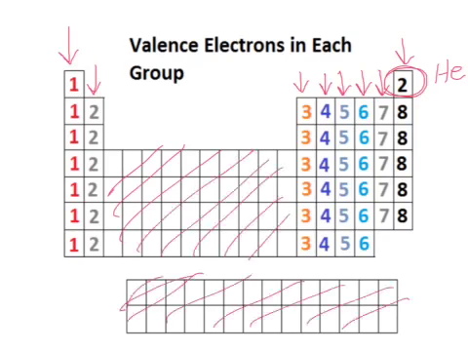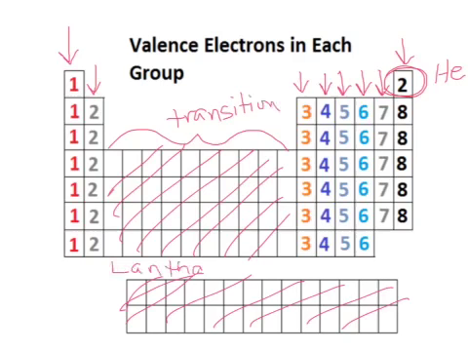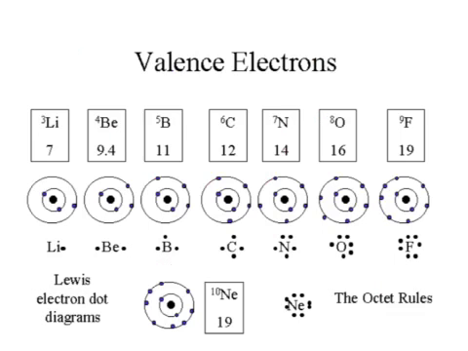That rule, that the group number is the number of valence electrons, does not apply for things in the middle. These are what we call the transition elements. And the lanthanides and actinides. So on those, you can't know the number of valence electrons in their outermost shell just by looking at the periodic table. So here are some more examples.